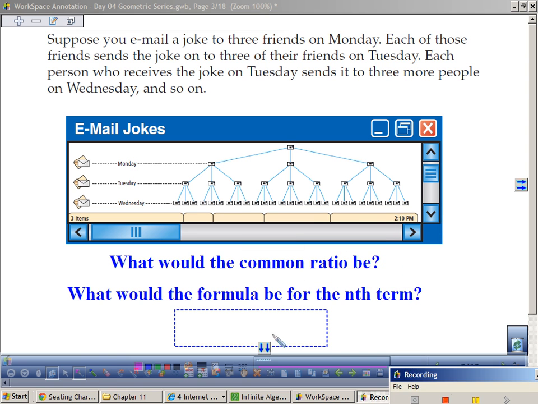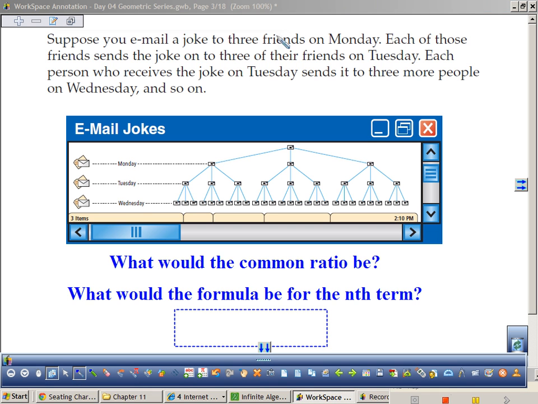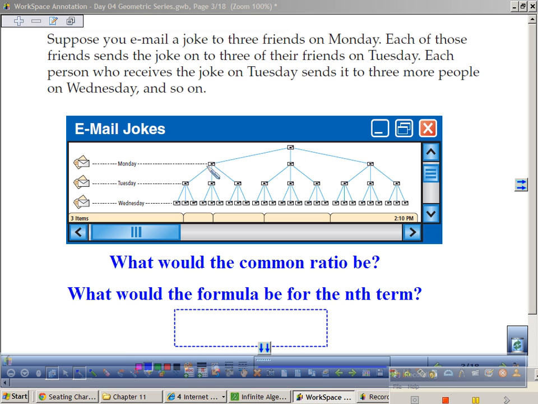So let's get started on our discussion about geometric series. Here's an example. Suppose you email a joke to 3 friends on Monday. Each of those friends sends the joke on to 3 of their friends on Tuesday. Each person who receives the joke on Tuesday sends it to 3 more people on Wednesday, and so on.